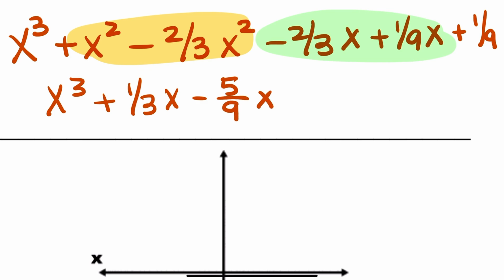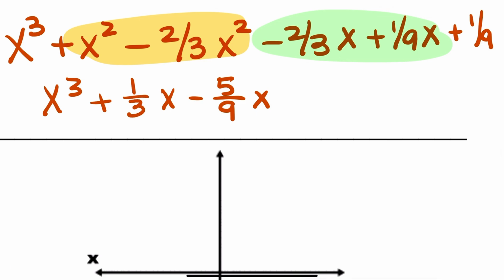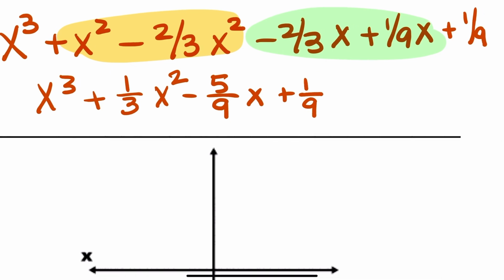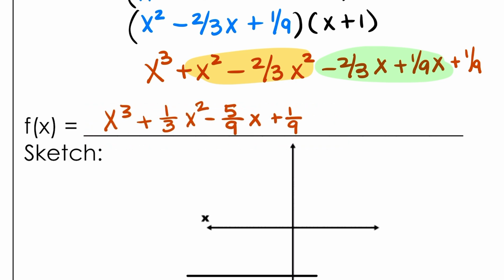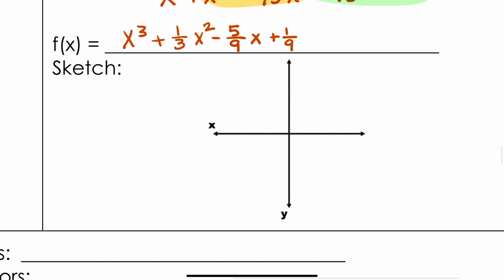Let me write this fraction like this. Yeah, that's better. Okay. Also, I hope someone noticed this, but in yellow, when we did x squared minus 2/3 x squared, we got 1/3 x squared. I was supposed to put second power here. Okay. So sorry about that. And then lastly, we have 1/9 is the constant, or the y-intercept. And that is going to be our final polynomial function.